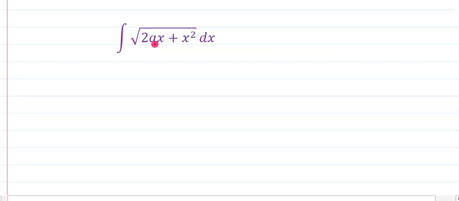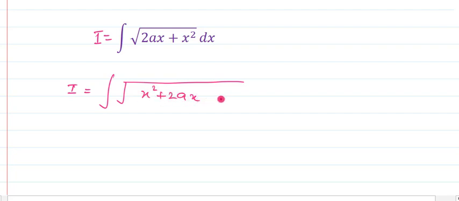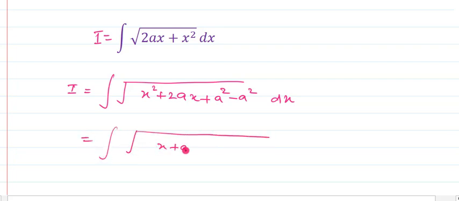It is ax square plus bx plus c. Here a is 1, b is 2a and c is 0. So let us proceed. Let us name this as I. So I is equal to integration of square root of x square plus 2ax, adding and subtracting square of half of coefficient of x to use completing the square method dx, which is integration of x plus a whole square minus a square.